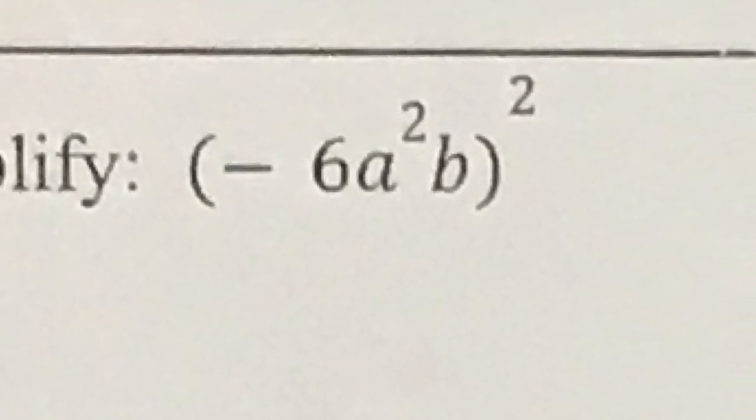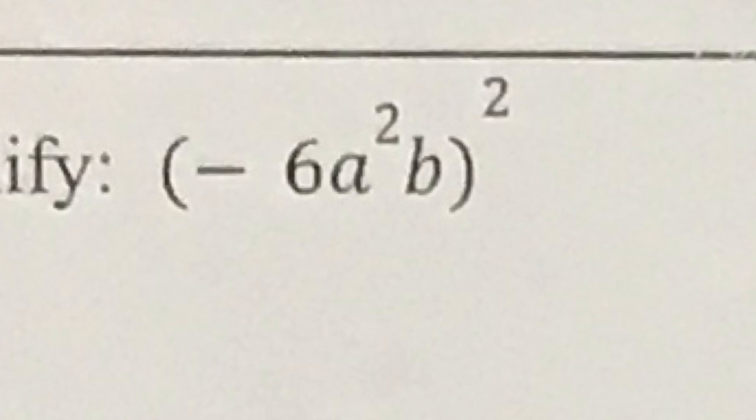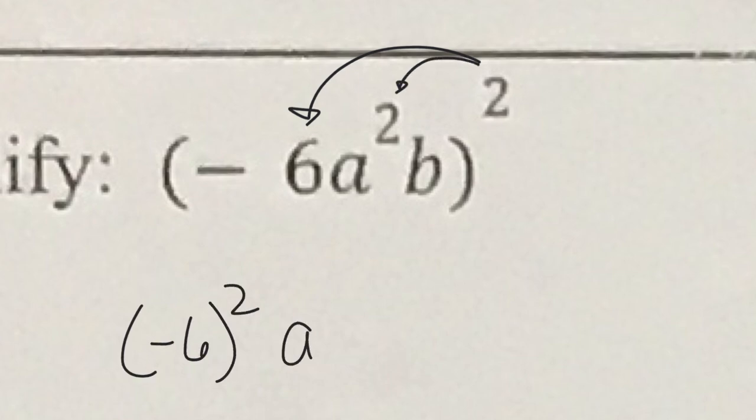Okay, number 4. Well, here we have once again a power raised to a power. So we're going to be distributing. The negative 6 gets squared. The a squared gets squared. So this is multiplying. A to the 2 times 2. And b gets squared also. B to the 1 times 2.